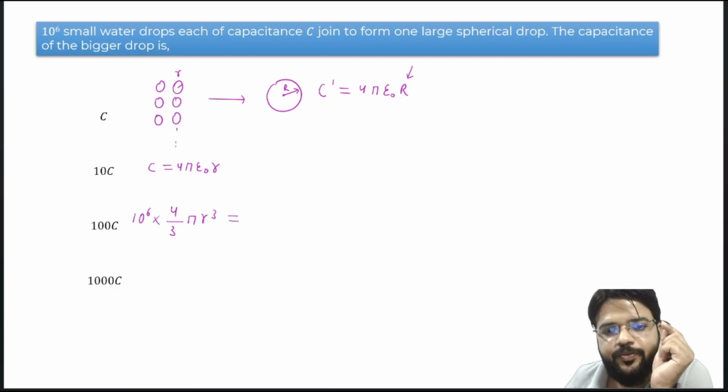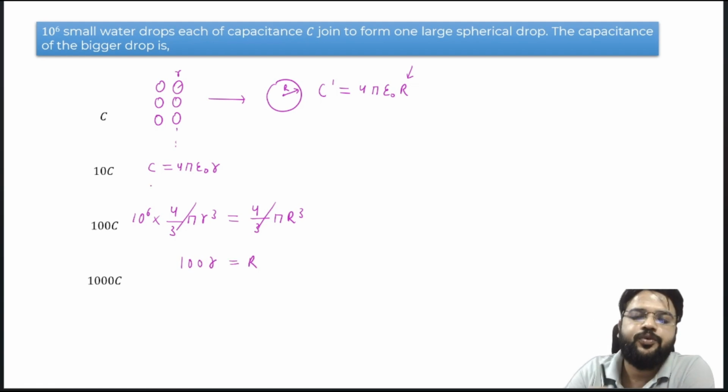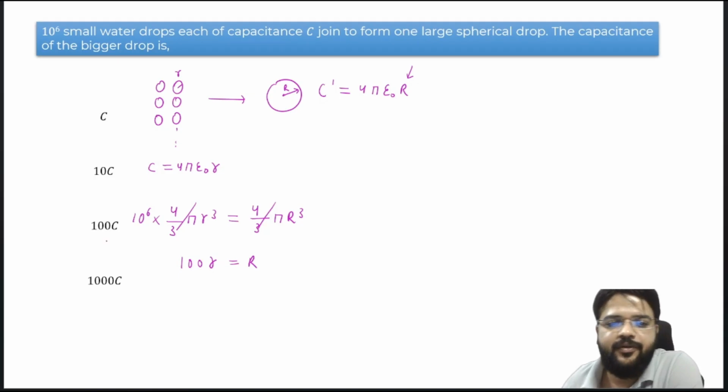And this volume should be equal to the volume of the bigger drop, 4 by 3 pi R cube. Now this and this will get cancelled out. So here we have 100 r cube equal to R cube, everyone. If we take the cube root on both sides, we are getting R equal to 100 r.